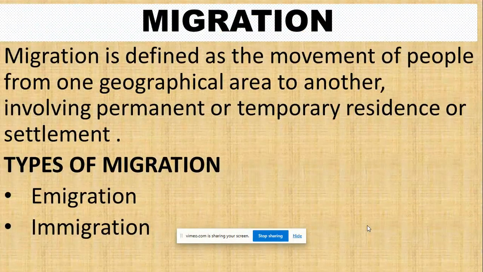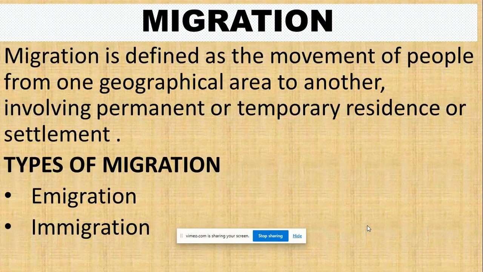Now, let's move to the last determinant, number three determinant of population size and growth, which is migration. What is migration? Migration is defined as the movement of people from one geographical area to another, which may involve permanent or temporary residence or settlement in a particular place. So this one is also talking about movement of people from one place to another as a result of their needs or standard of living and so on and so forth.